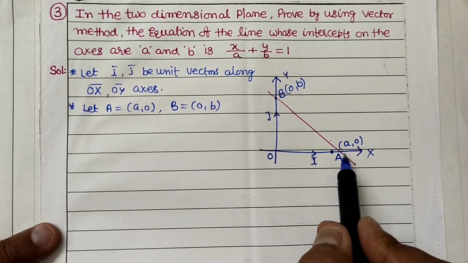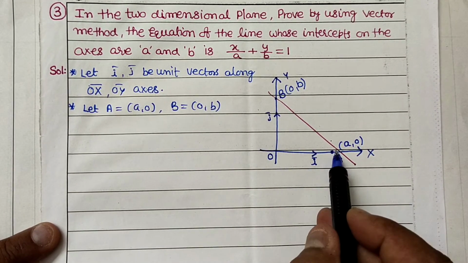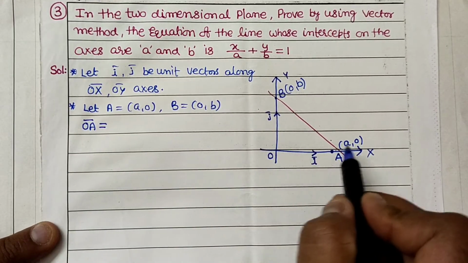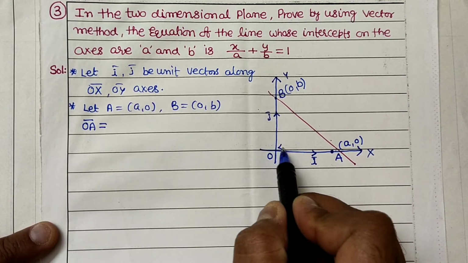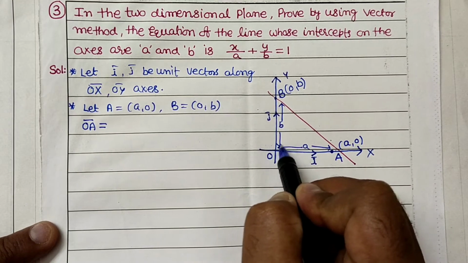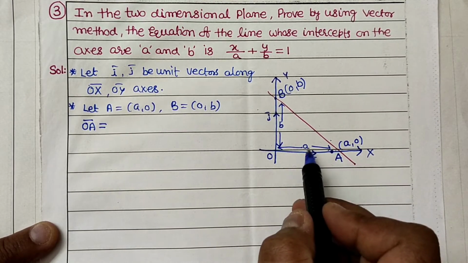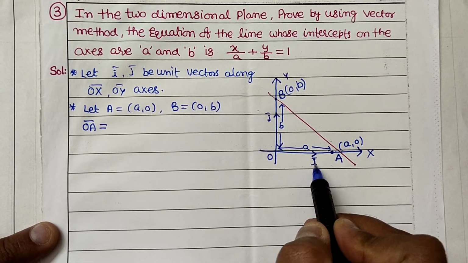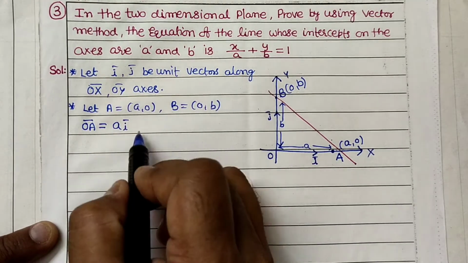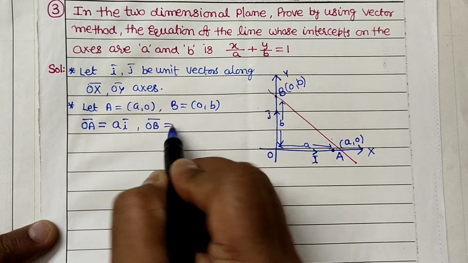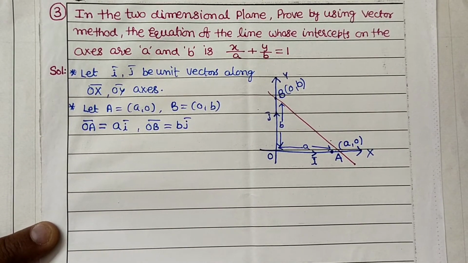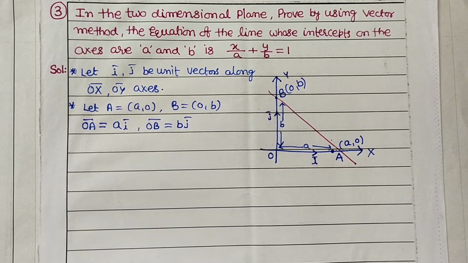Whenever we are taking the points on x-axis and y-axis, we can write the vectors also. OA bar vector, you can write it in components. From here to here distance is a units, small a. From here to here it is small b. So OA bar vector can be written as magnitude into the unit vector. So OA bar equal to a into I bar. Similarly, OB bar equal to small b into j bar. Therefore, OA bar vector we got it, and OB bar vector also we got it.